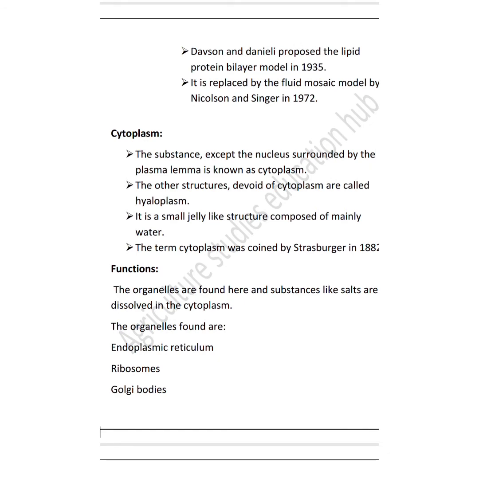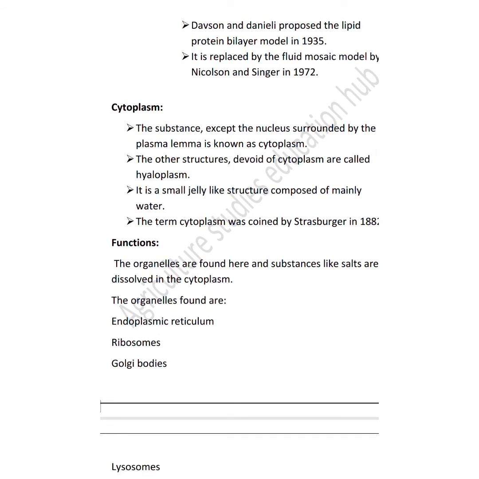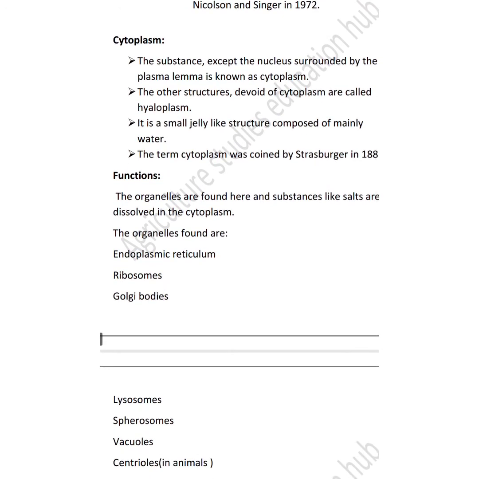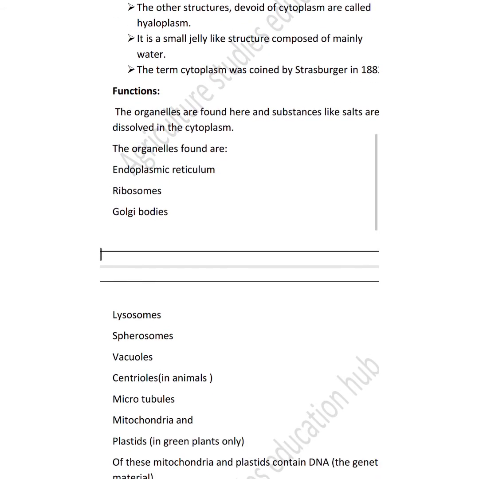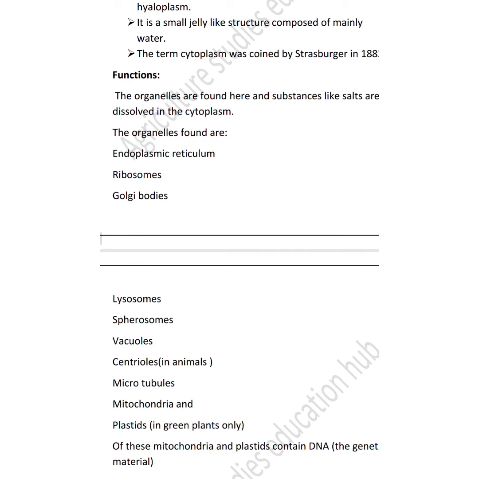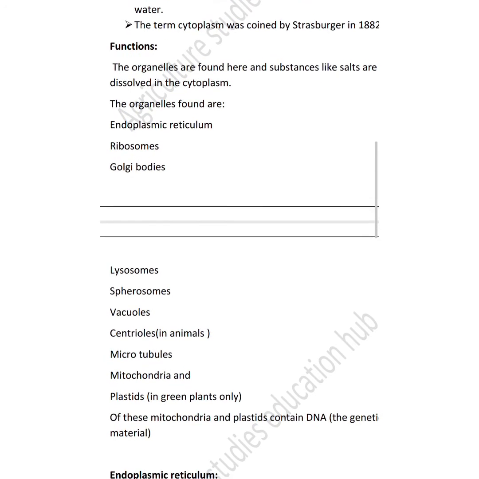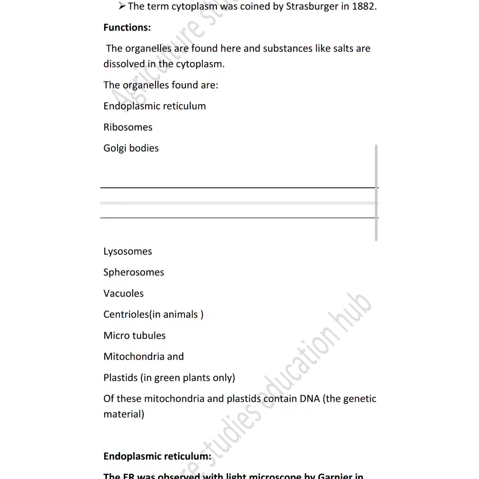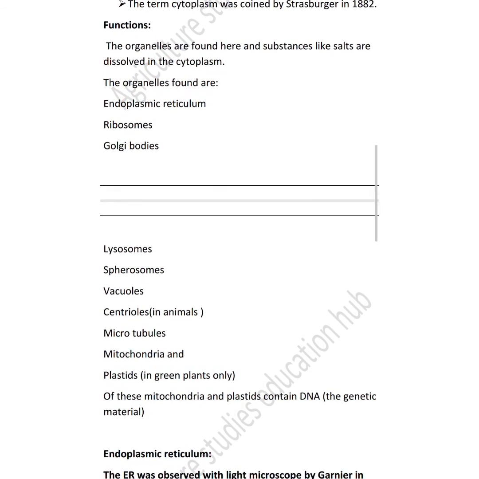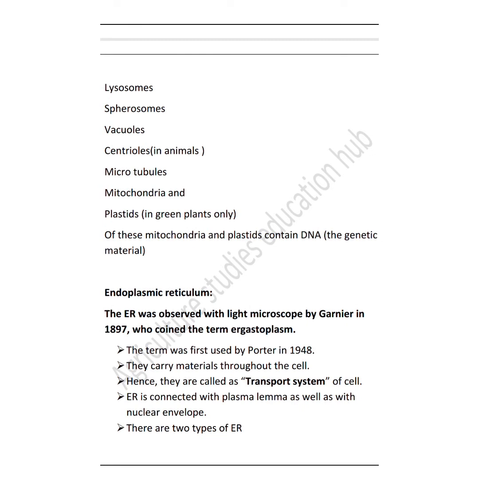And many organelles are present in cytoplasm like endoplasmic reticulum, ribosomes, Golgi bodies, lysosomes, spherosomes, vacuoles, centrioles which are present only in animals, and microtubules, mitochondria, plastids in green plants only. Of these, the mitochondria and plastids contain DNA, that is a genetic material. Actually, in this video, only a few organelles I will discuss. In part 2 video, the remaining organelles will be discussed.